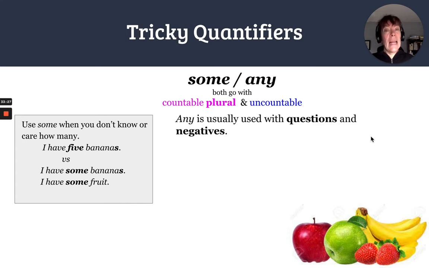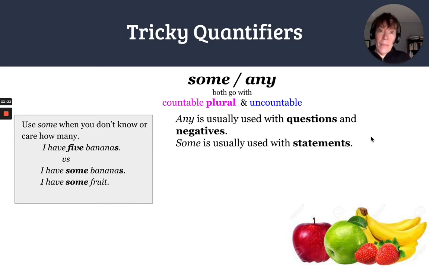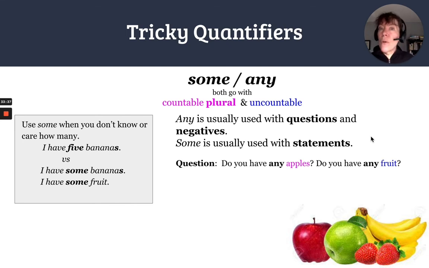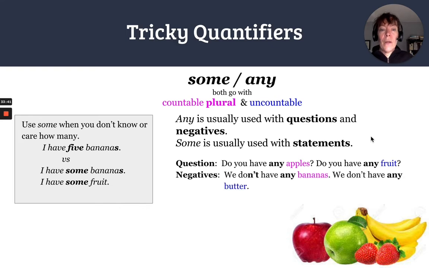We use any with questions and negatives, and we use some with statements. So like this. Do you have any apples? Do you have any fruit? Those are questions. We don't have any bananas. We don't have any butter. Those are negatives. Statements, positive, not a question, we say some. We have some strawberries and some juice.